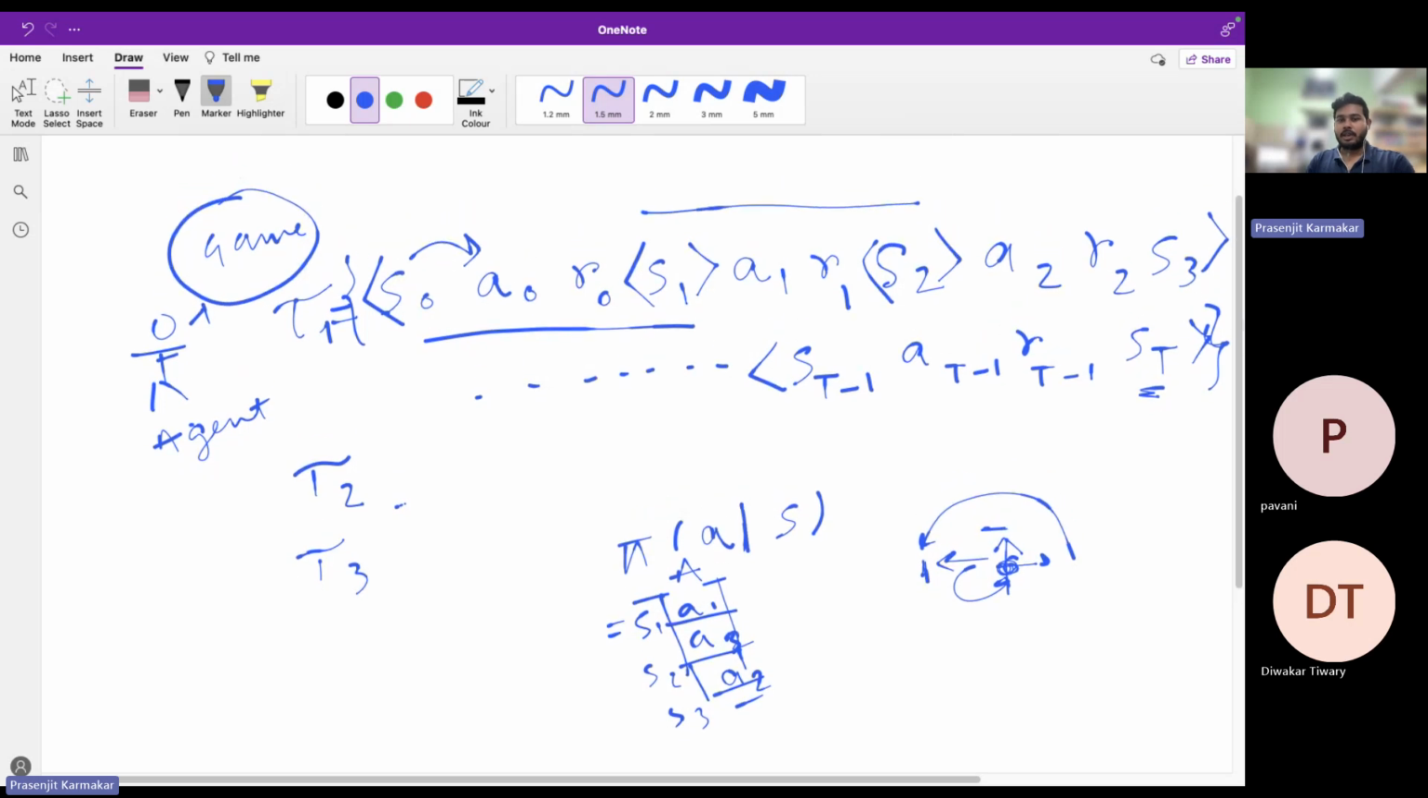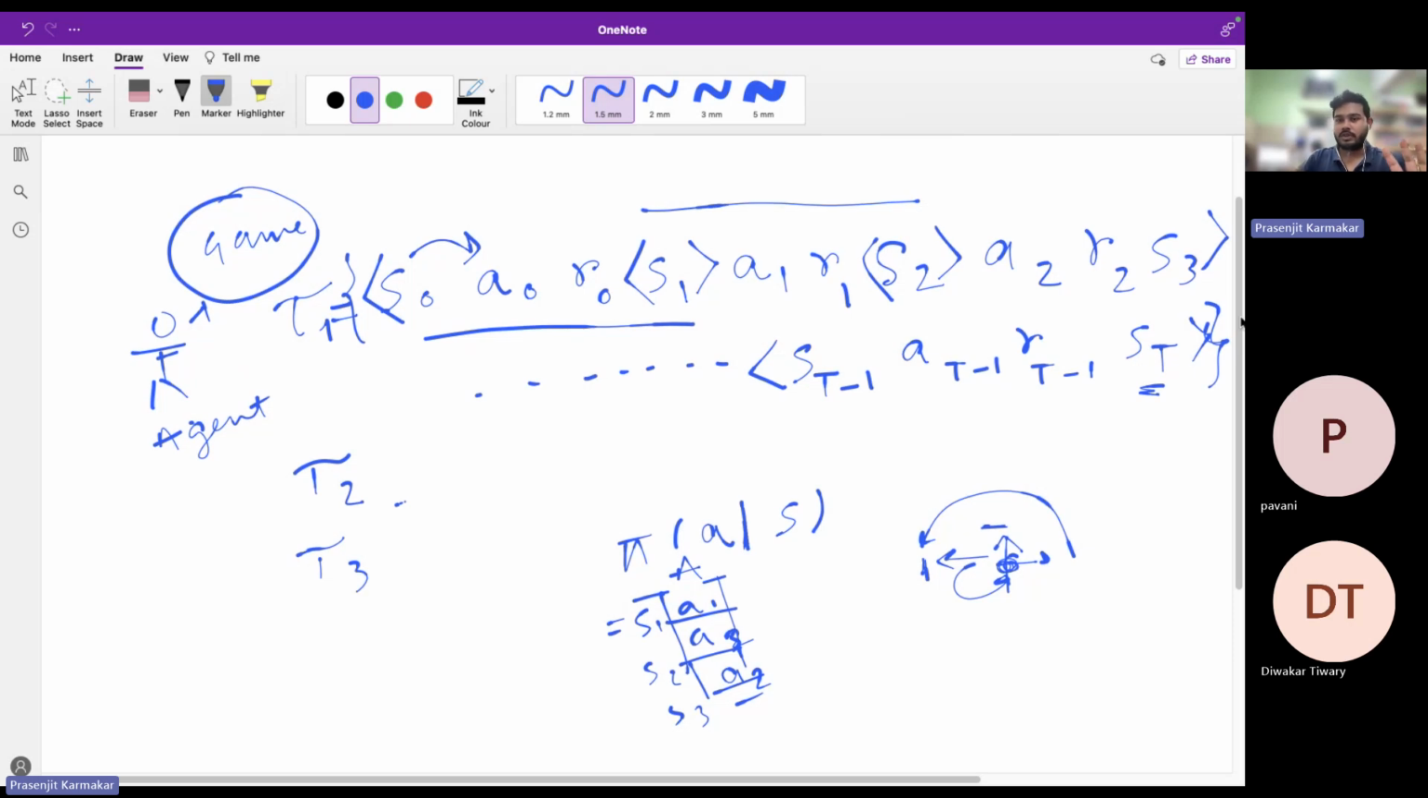Now let's see how I can sample these trajectories from our grid world environment. Let's just consolidate up to that part. I can sample trajectories with some random policy.